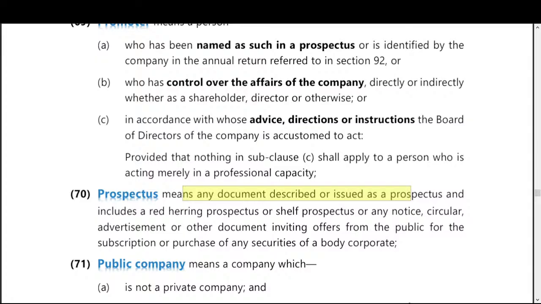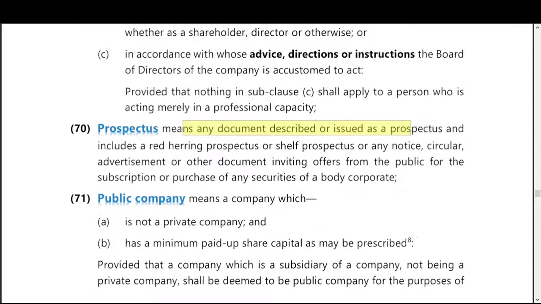Prospectus means any document described or issued as a prospectus and includes a red herring prospectus or shelf prospectus, or any notice, circular, advertisement, or any other document inviting offers from the public for the subscription or purchase of any securities of a body corporate.